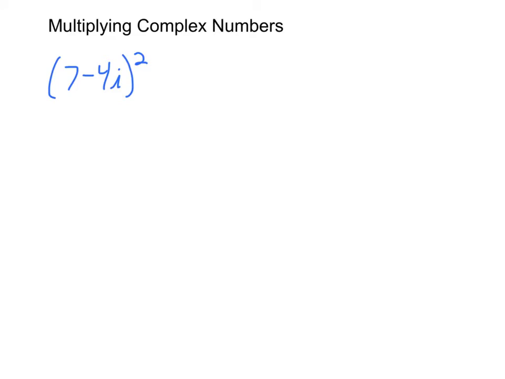Now let's say we have a complex number like 7 minus 4i that's squared. Well, the important thing to remember when you square any binomial, meaning something with two terms, is you have to take the entire thing, 7 minus 4i, and multiply it by itself by another 7 minus 4i. And so that becomes a FOIL problem, even though it might not look like one at the beginning. So that's the critical step.